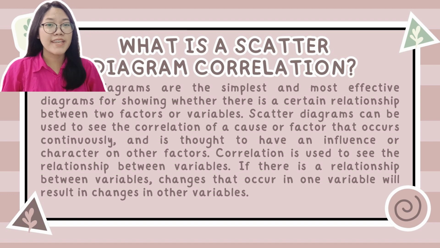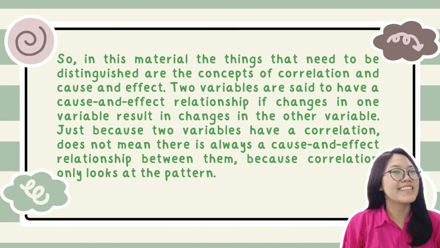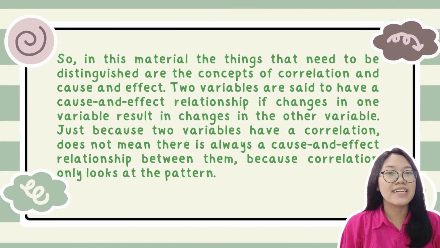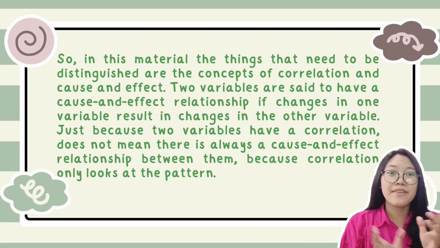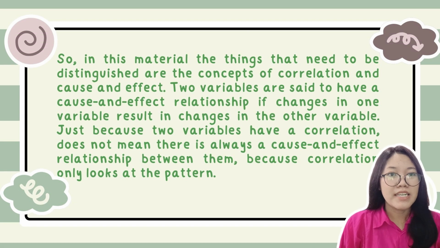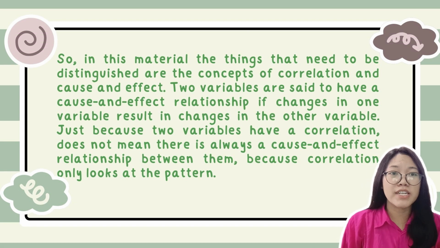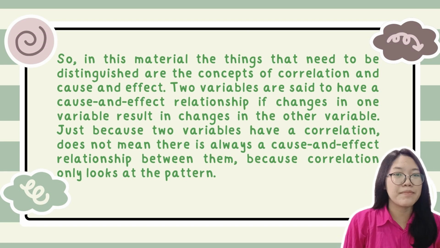So, what can we conclude? In this material, the things that need to be distinguished are the concept of correlation and cause and effect. Two variables are said to have a cause and effect relationship if a change in one variable results in a change in the other variable. Just because two variables have a correlation does not mean there is always a cause and effect relationship between them, because correlation only looks at the pattern.